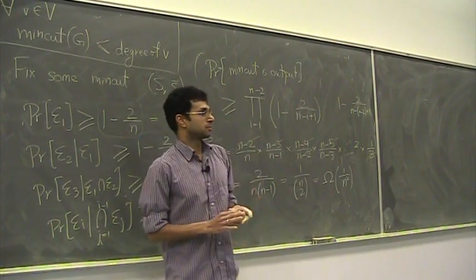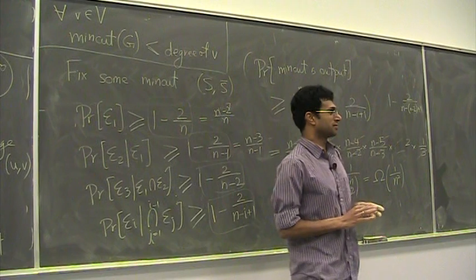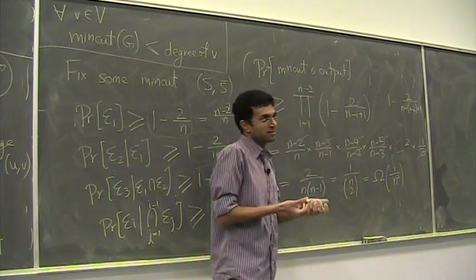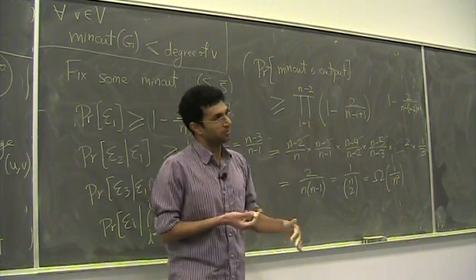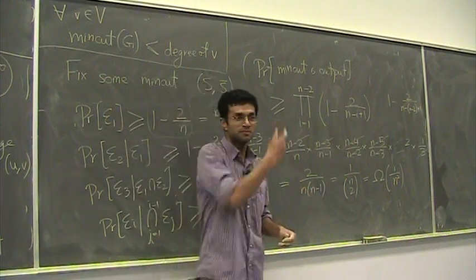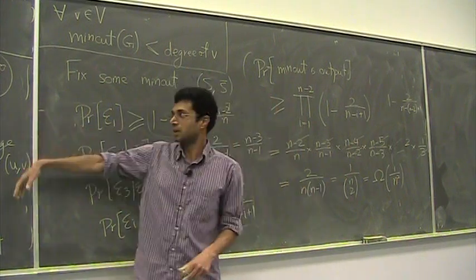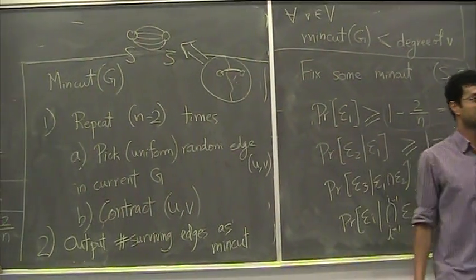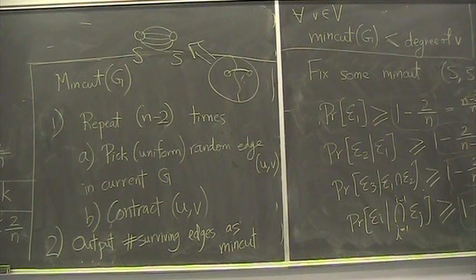And then how do you find out which one is the Mincut? You output the minimum of what you got. Because every time you get a cut, it's a number. So you just output the smallest number that you get. So you repeat this n squared times and output the minimum of what you got. And that's Karger's Mincut basically.